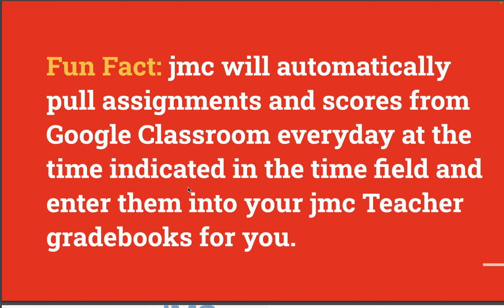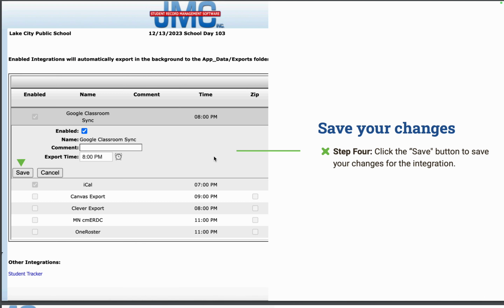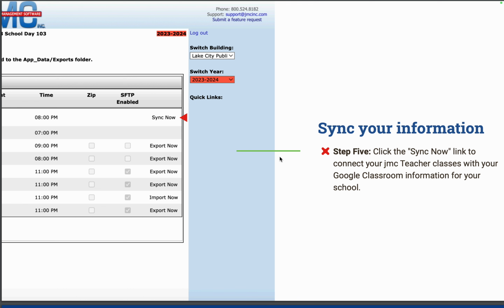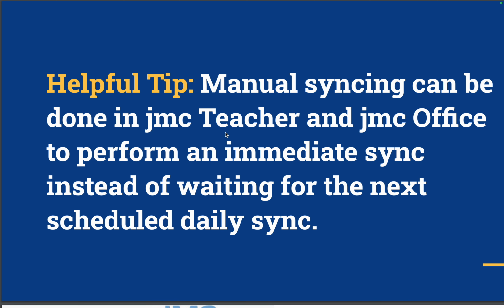Here's a fun fact. JMC will automatically pull assignments and scores from Google Classroom every day at the time you indicate in the time field, and then enter them into your JMC gradebooks for you. Step 4, of course, whenever you see a save, you usually need to click that, right? Click the save button to save your changes. Step 5, on the other side of the screen, so that was on the left side. On the right side, you will see a Sync Now link to connect your JMC teacher classes with your Google Classroom information about your school. So you'll click that button right there, Sync Now.